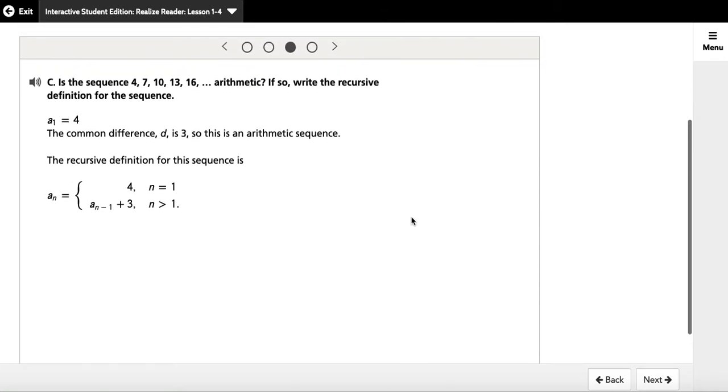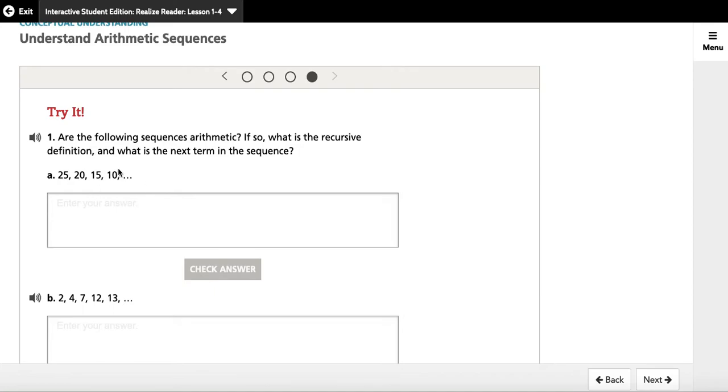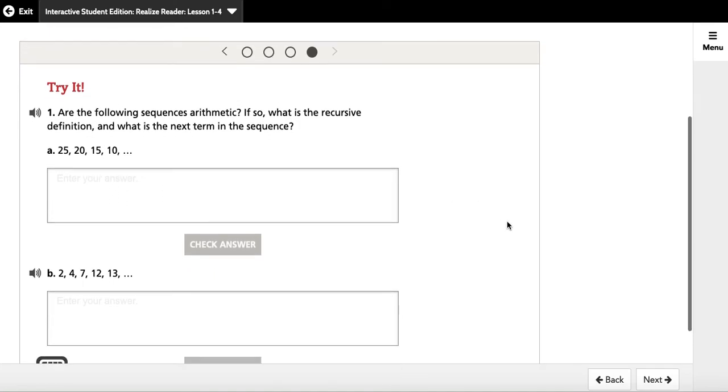I'll show you another way of how to write it with my answer to this problem here. These are the trial ones, so you're going to try them on your own. First, let me read the question. Are the following sequences arithmetic? If so, what is the recursive definition? And what is the next term of the sequence? We have 25, 20, 15, 10, and so on and so forth. And we also have 2, 4, 7, 12, 13. So think about those, click pause, come back when you're ready.